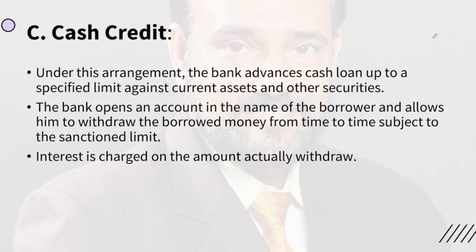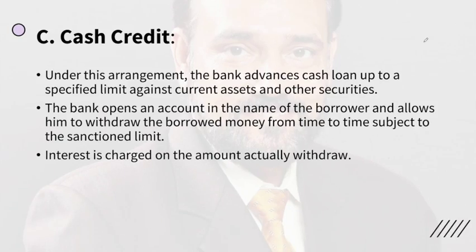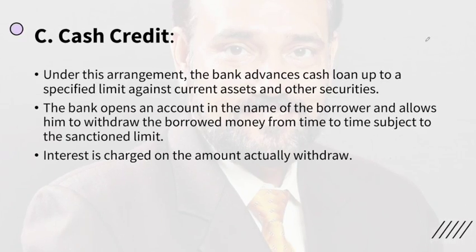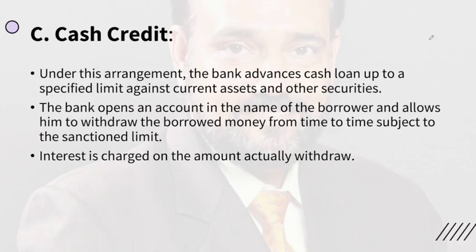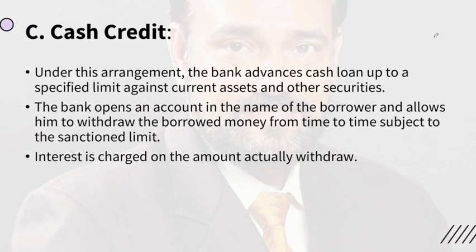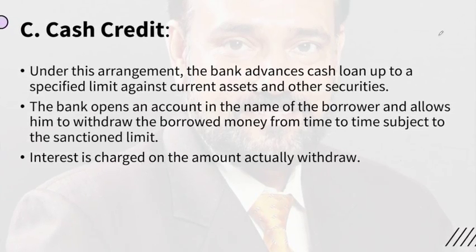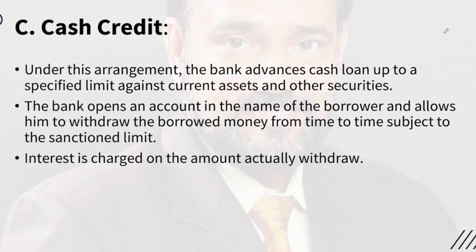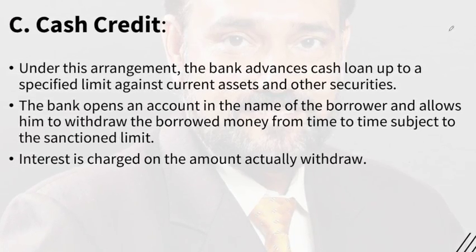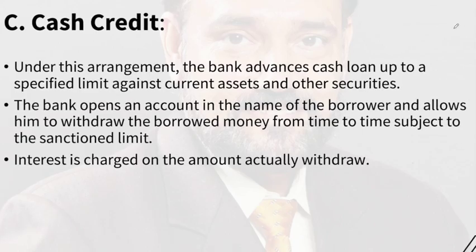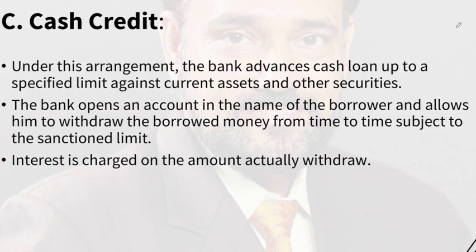Correct? Now comes the cash credit. Under this, a borrower is allowed to withdraw a specific amount on the basis of a specific security. So the borrower withdraws the money and deposits it within the specific limit only. The bank charges interest only on the money withdrawn.